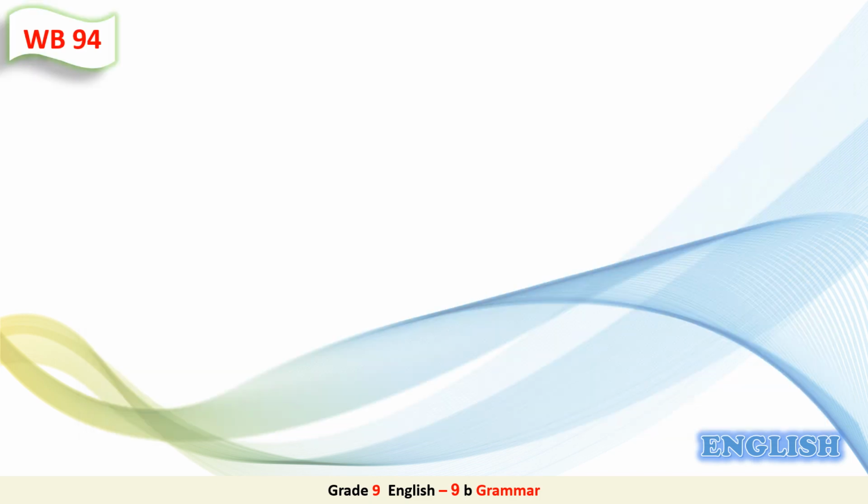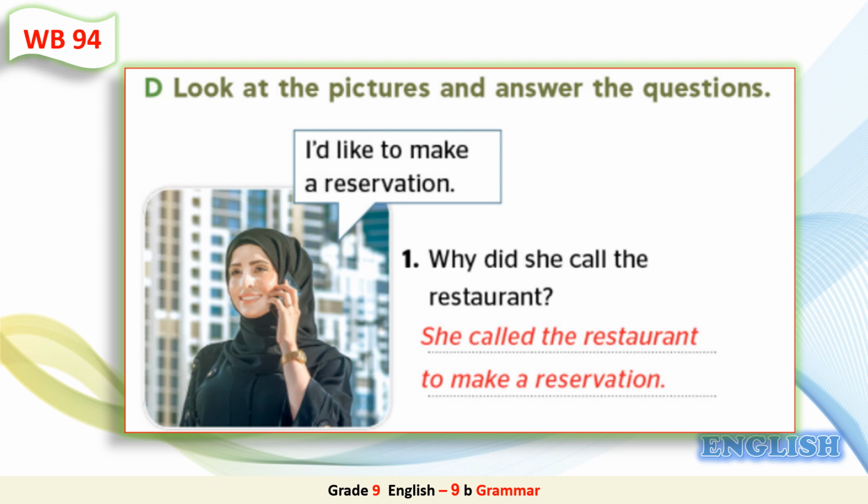Now could you please open your workbook, page 94 again, and let's do exercise D. Look at the pictures and answer the questions. Look at this woman. What is she saying? Good. She's saying, I'd like to make a reservation. Now let's answer this question. Why did she call the restaurant? She called the restaurant to make a reservation. So here we are expressing purpose. What's the purpose of calling the restaurant? To make a reservation. So we use full infinitive.